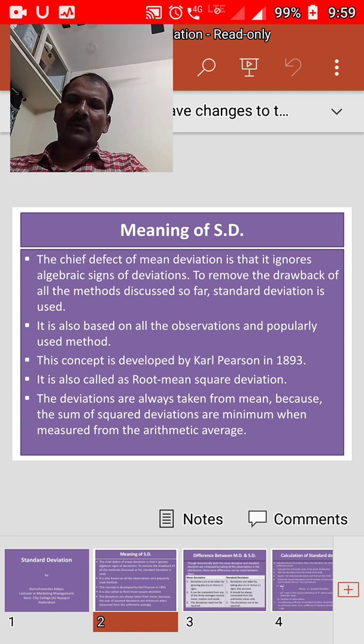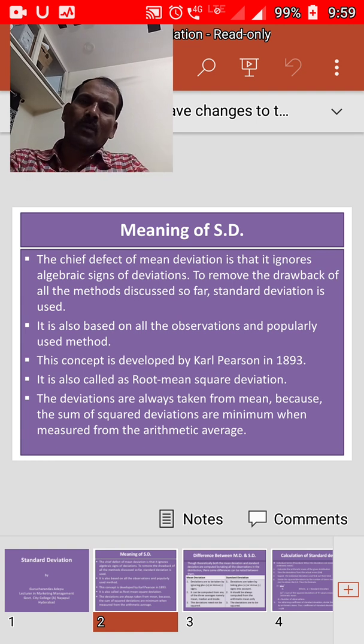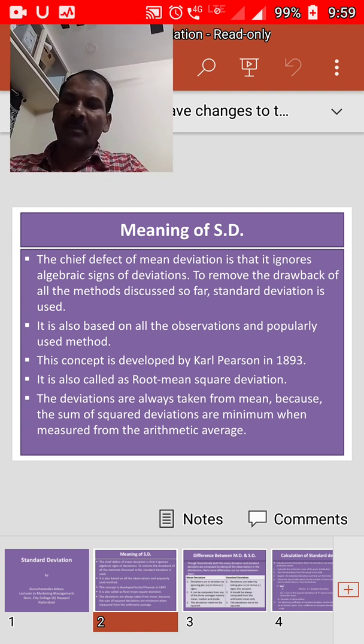Whereas in the mean deviation we used mean, median, mode to take deviations, in the case of standard deviation, deviations are always taken from the mean, because the sum of squared deviations is minimum when measured from the arithmetic average.